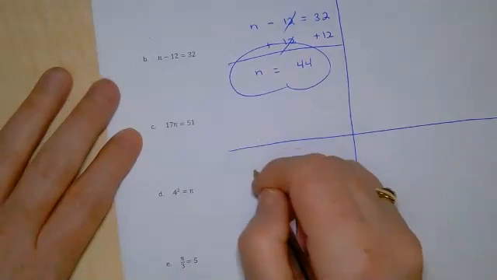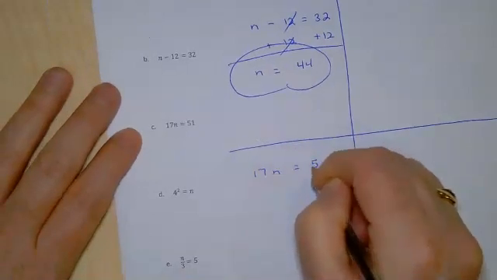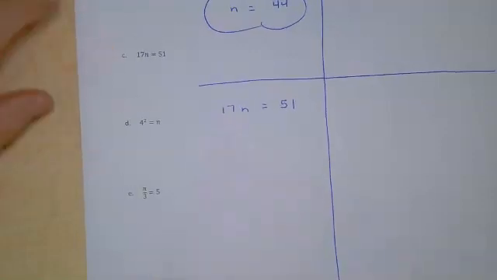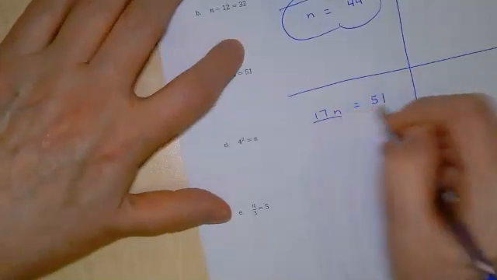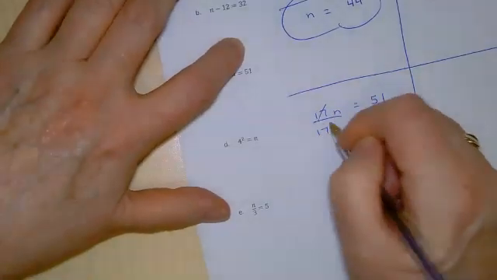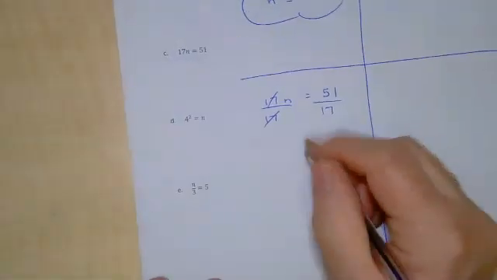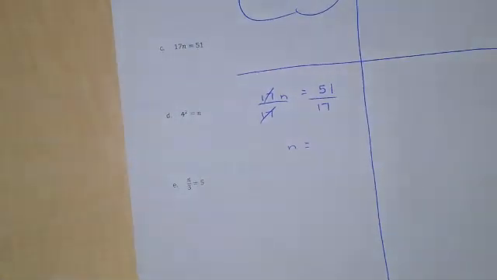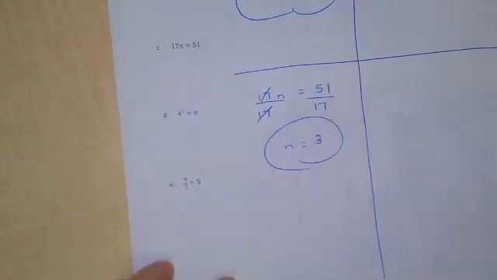Let's do this one. 17n equals 51. 17n, what kind of math problem is that? Add, subtract, multiply, or divide? Olivia? Multiply. How do I get rid of times by 17? Tyler? The opposite of times by 17. Divide both sides by 17. Cancel, cancel. Everybody's got a calculator. Mariana? Beautiful. Exactly right.